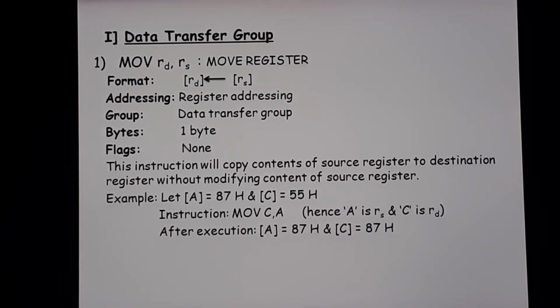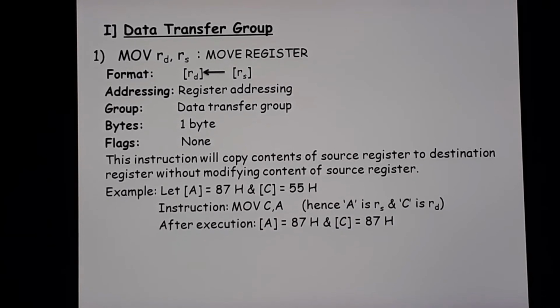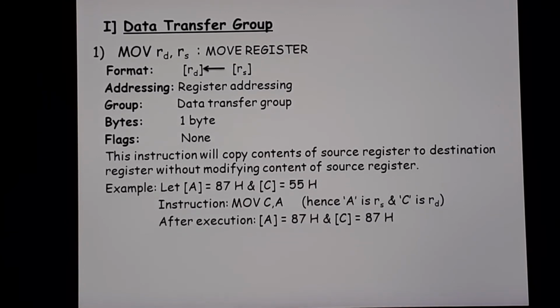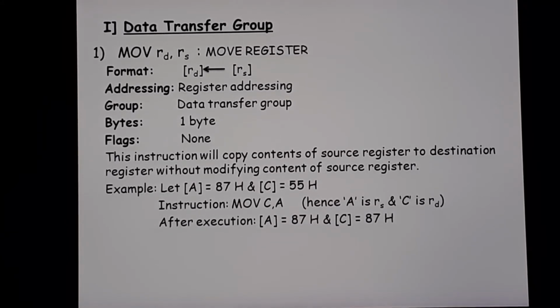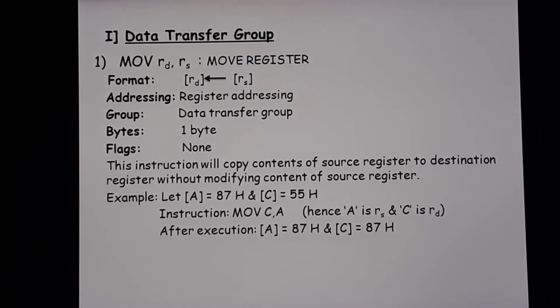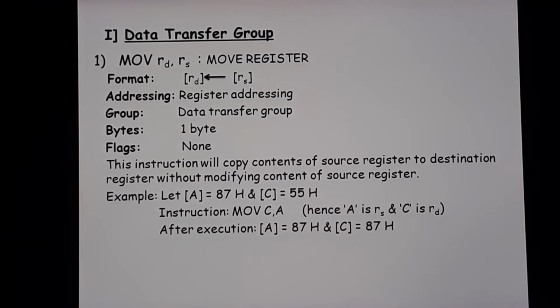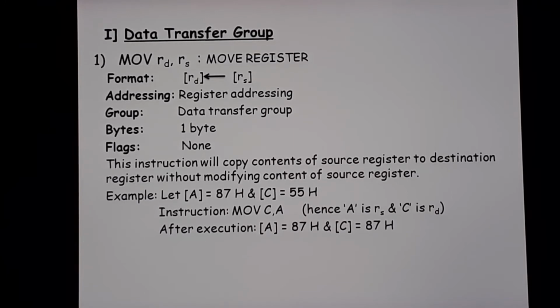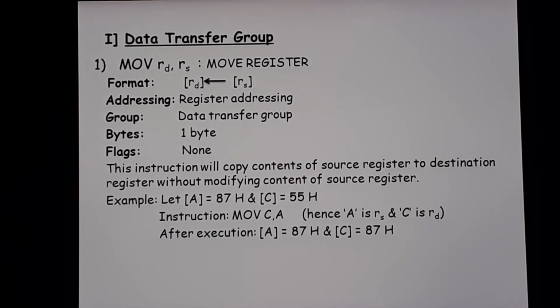What happens here is the content of register A got copied or transferred to register C, and the C content got deleted, you can say, with no changes in the content of register A, since it was the source register.